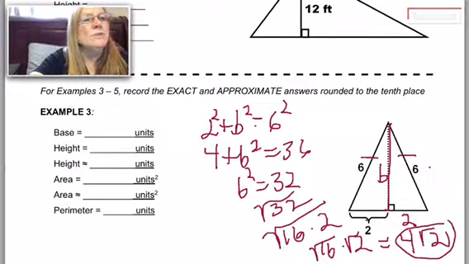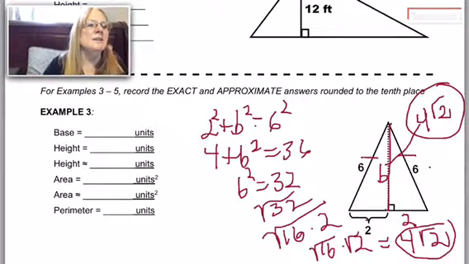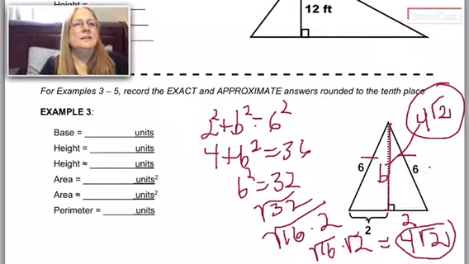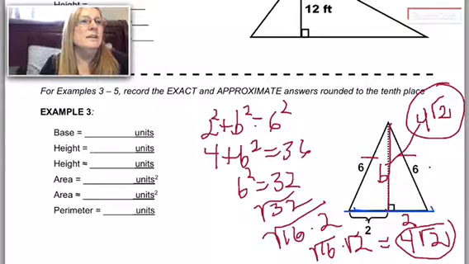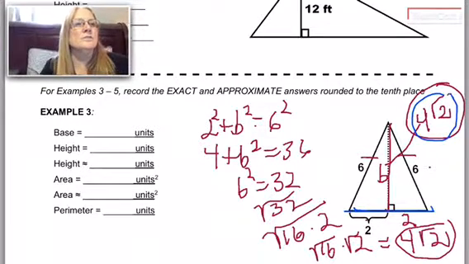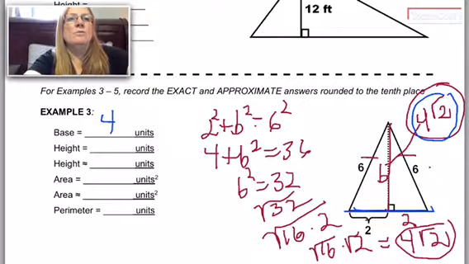So, kind of a lot of work to get the height, but b, or the height here, is 4 times the square root of 2. Once you have that, we're just going to fill in the blanks. Okay, the base is 4, because it's this whole thing, and the height is 4 square root of 2. Base is 4, height's 4 square root of 2.